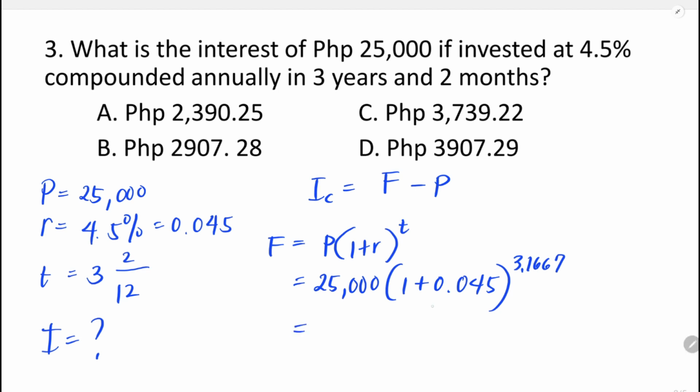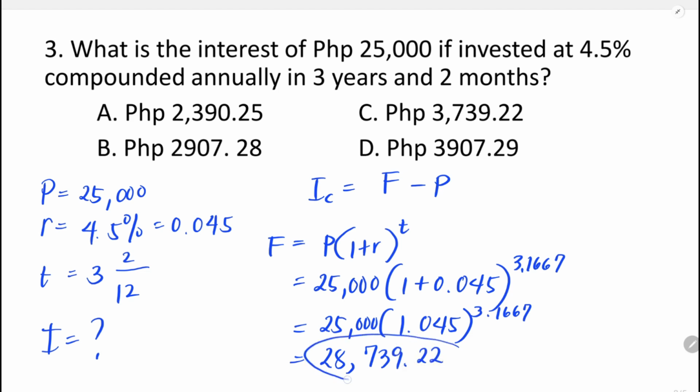So, unahin natin itong 1 plus 0.045 is equal to 1.045 raised to 3.1667. Unahin nyo muna yung 1.045 raised to 3.1667. Then, i-multiply nyo sa 25,000. So, ang answer dito ay 28,739.22. So, meron na tayong F.